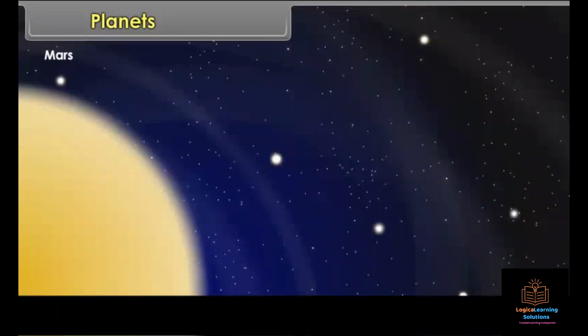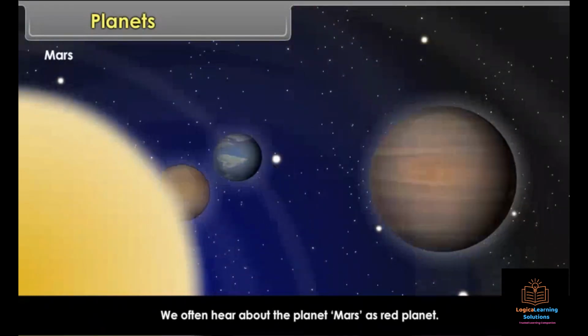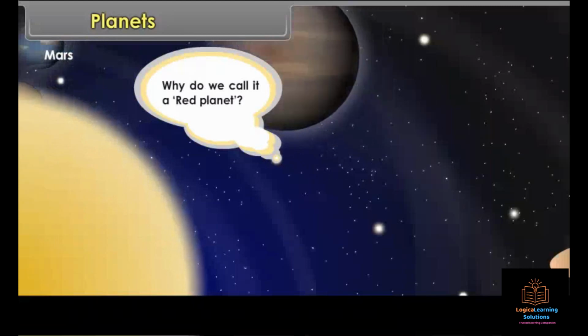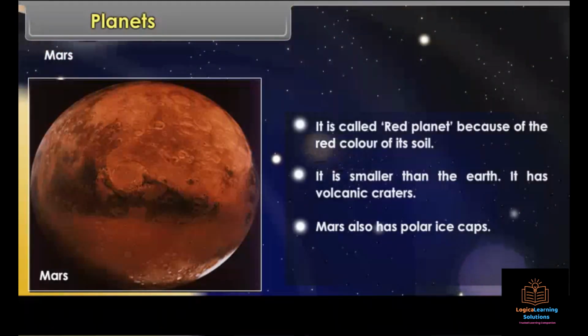Mars. We often hear about the planet Mars as the red planet. Why do we call it a red planet? It is called the red planet because of the red color of its soil.